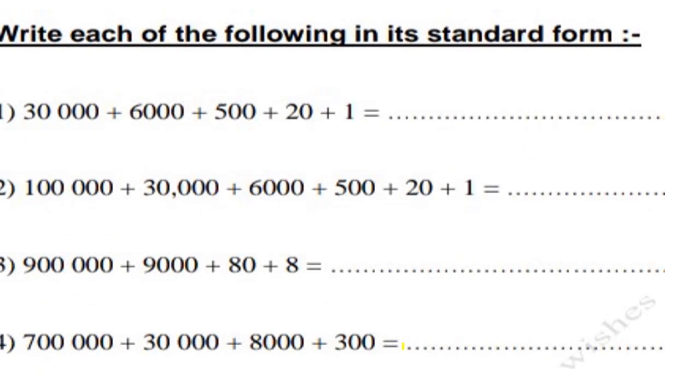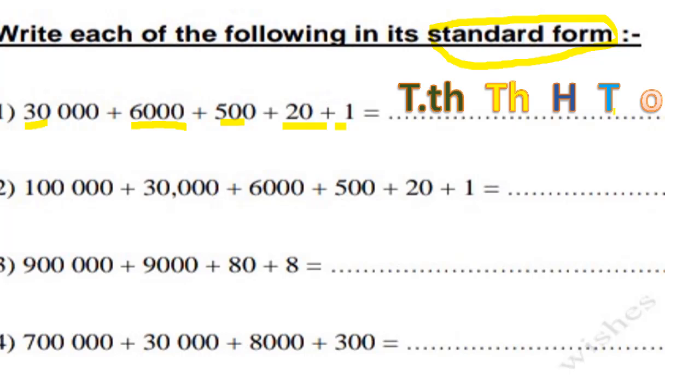Next one here, write each of the following in its standard form. What is the meaning of standard form, my students? It means write the number in digits. Okay. Here, my students, I have to read the number 30,000 and 6,000 and 521. First, I have to write the places.